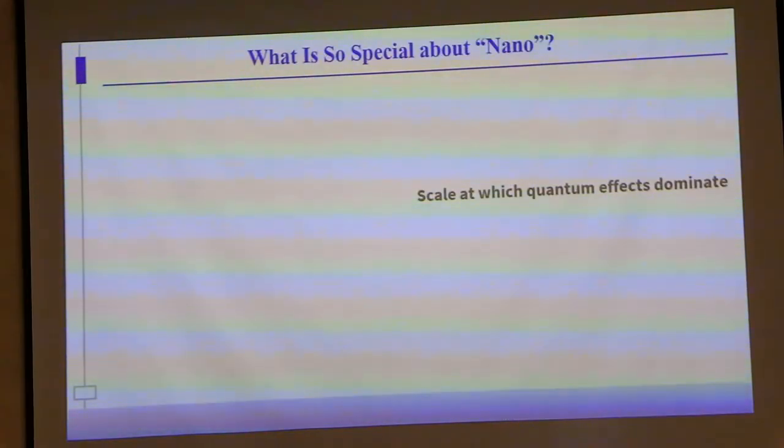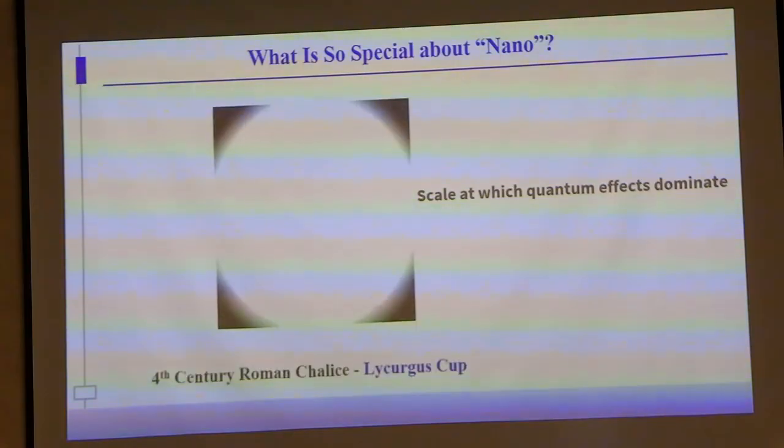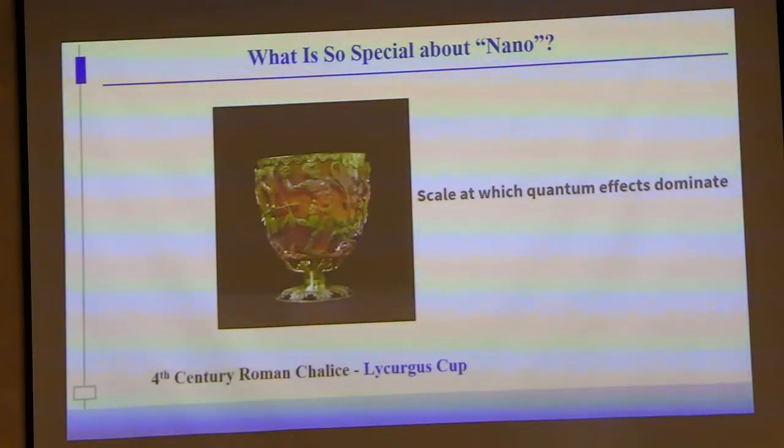So why is it so special about nano? So first thing is scale at which quantum effect dominates. You see here this is a cup that was designed in 4th century. And the beauty of this cup is when you shine light from either inside or outside, you will see change in the color. Either it's green or pinkish or reddish color. So that color is happening due to some nanomaterial that's coated on the cup.